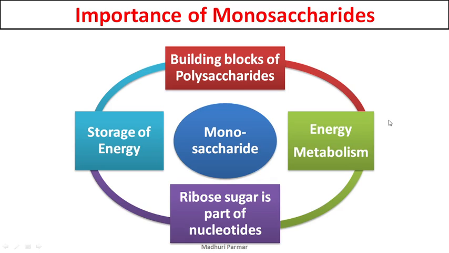What is the importance of monosaccharides? They are building blocks of polysaccharides, disaccharides as well as oligosaccharides. So all the further sugar or carbohydrate molecules are made up of monosaccharides. They play an important part in energy metabolism, as you might have already understood because we discussed glucose and fructose. Ribose sugar is part of nucleotides, it forms DNA and RNA. And monosaccharides also store energy.